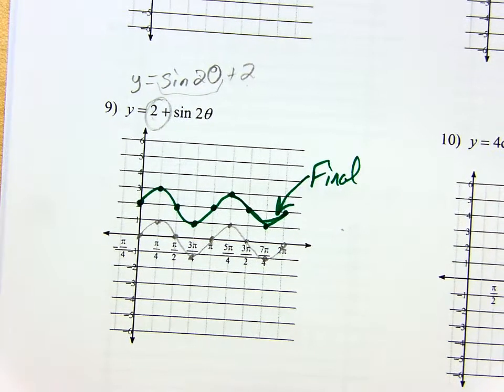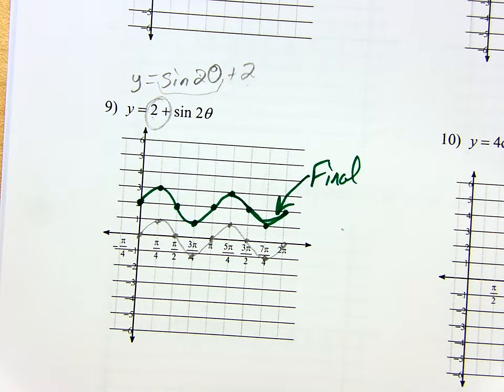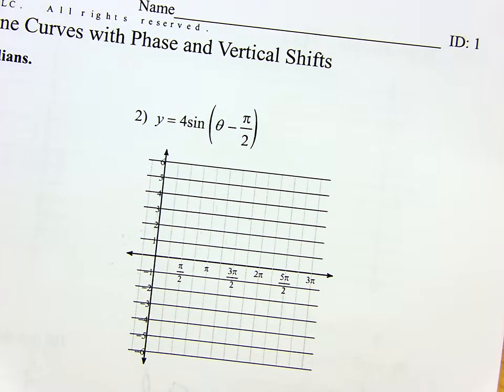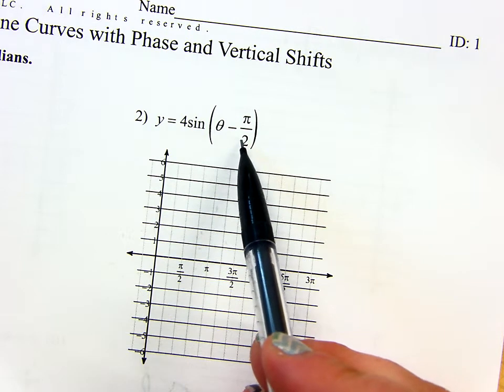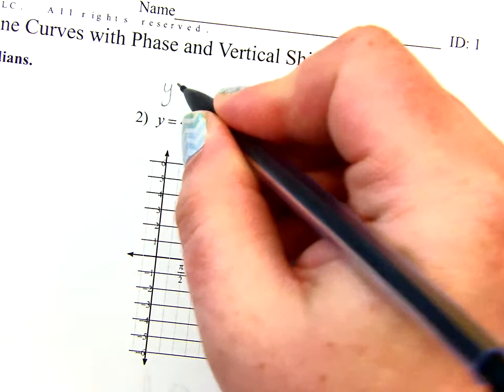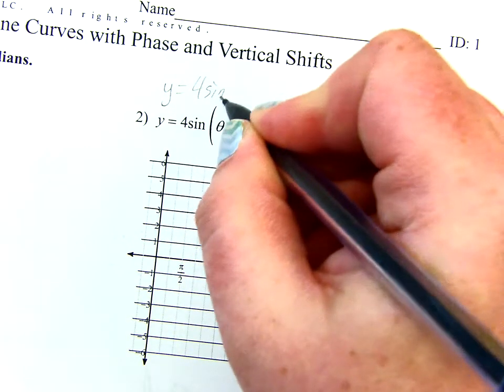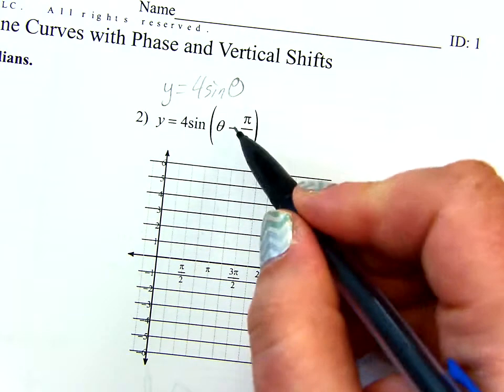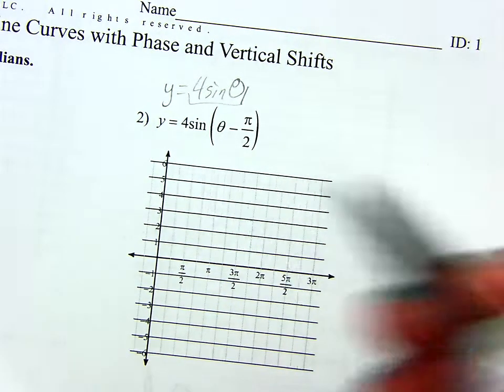Okay, let's try one that has a couple of things going on, like number 2. And that might be as far as we can get today. So this one is not being shifted up or down at all, but there is this phase shift going on here. So what we're going to do is we are at first going to graph this, y equals 4 sine theta. I already know how to do that. But then I'm going to account for this.